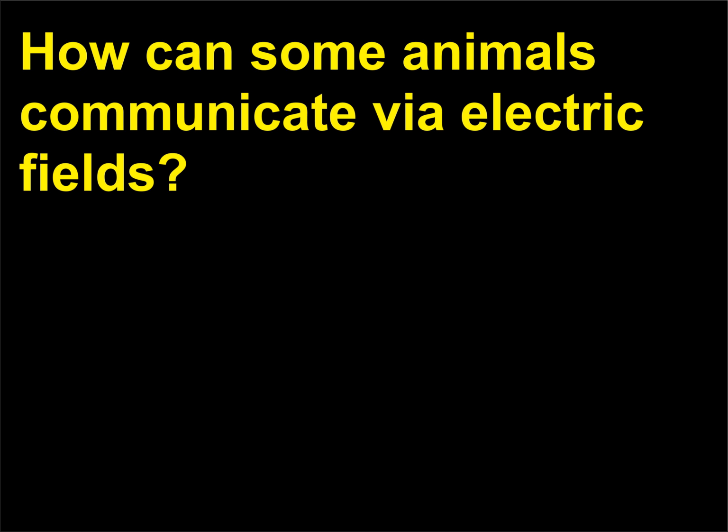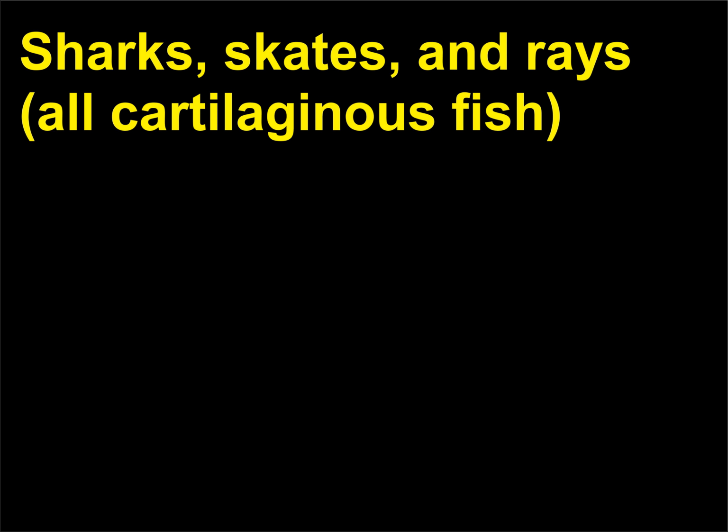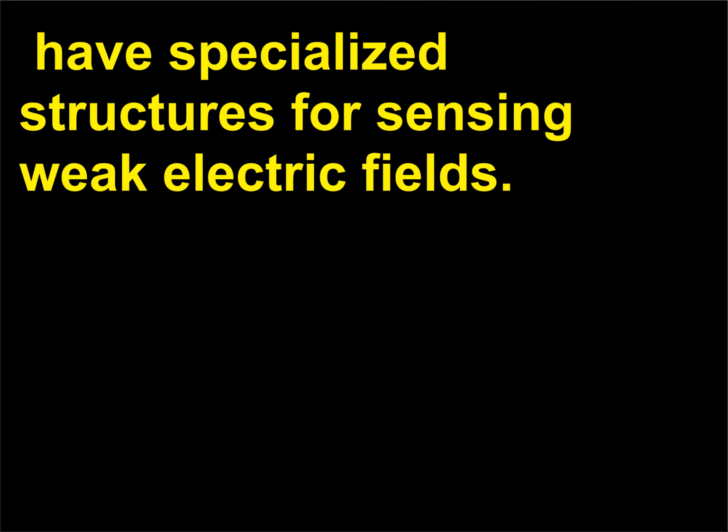How can some animals communicate via electric fields? Sharks, skates, and rays, all cartilaginous fish, have specialized structures for sensing weak electric fields.